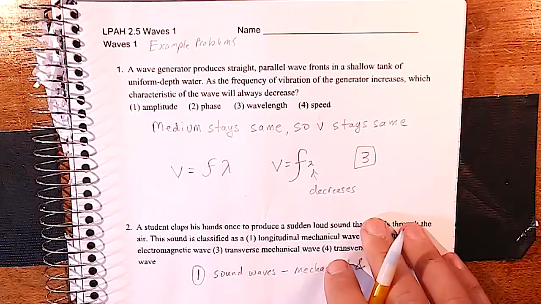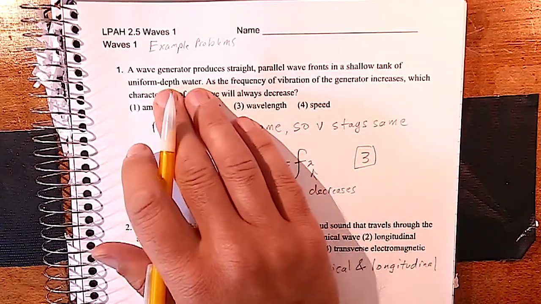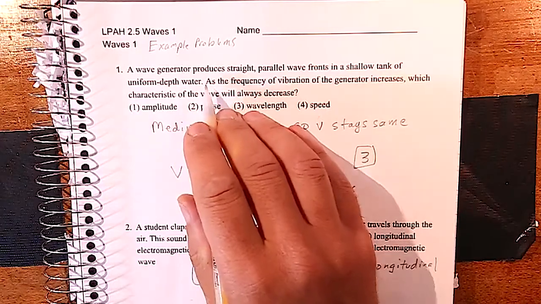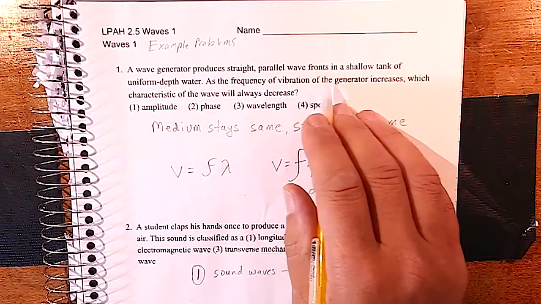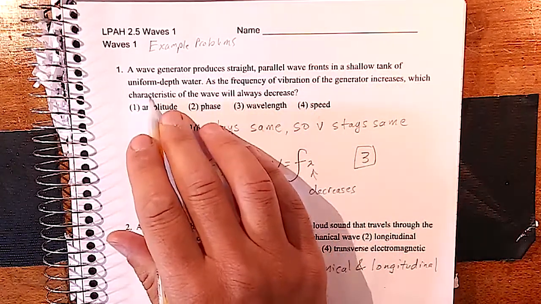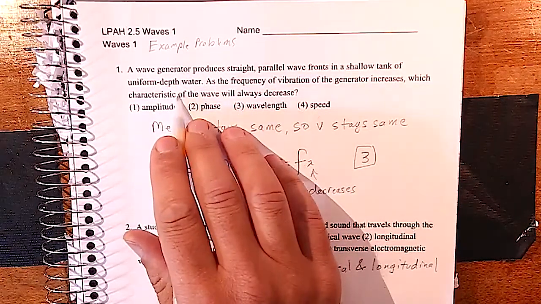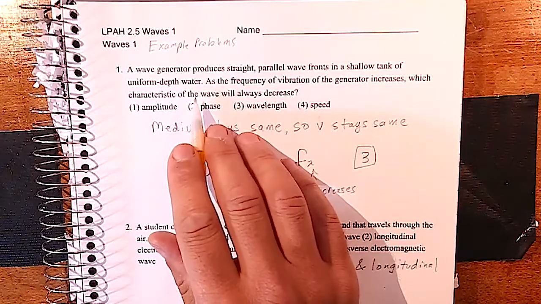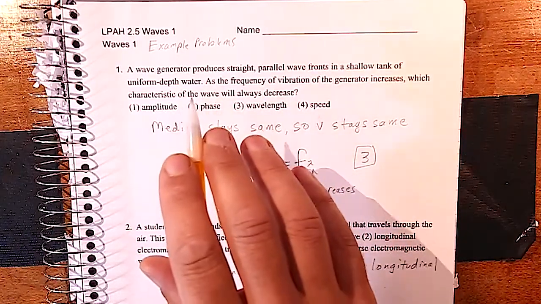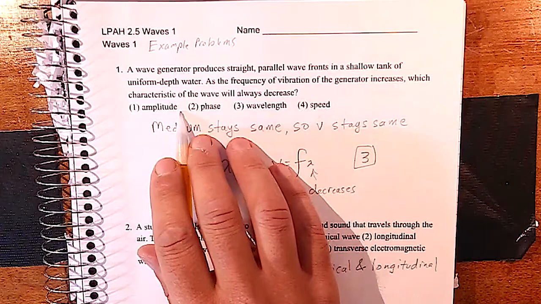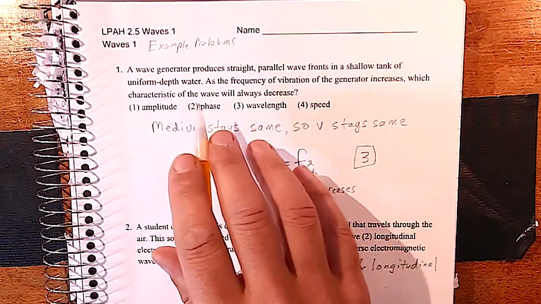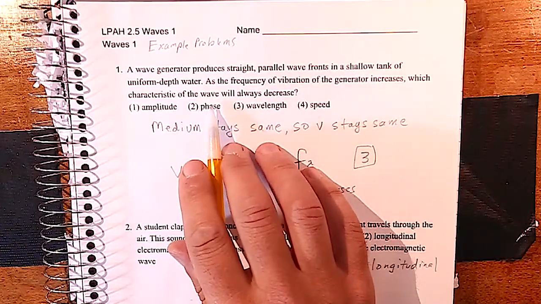All right, let's go over the example problems. So in this one it says a wave generator produces straight parallel wave fronts in a shallow tank of uniform depth water. Now the water is our medium and the water is not changing. Now if the water doesn't change, therefore the medium doesn't change, therefore the speed of the waves does not change.